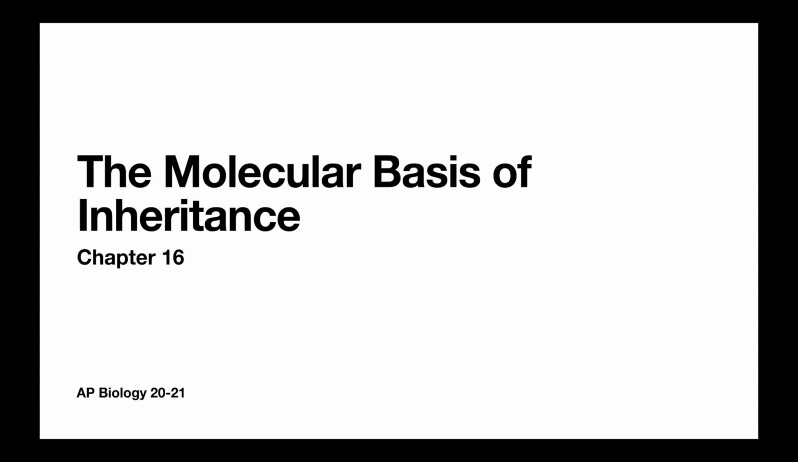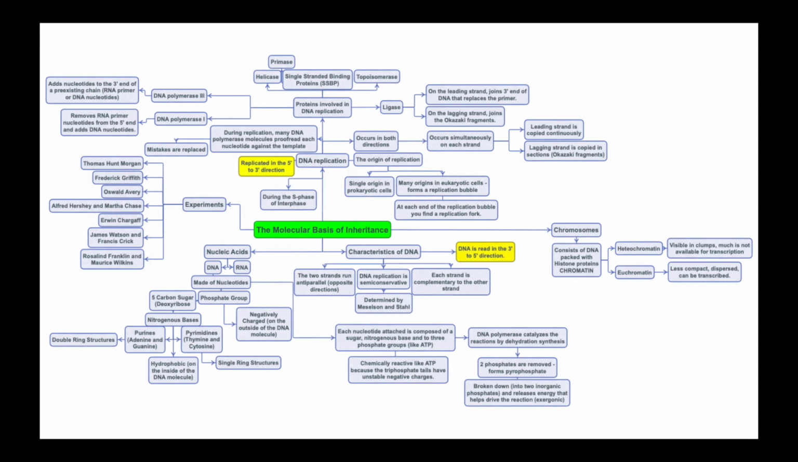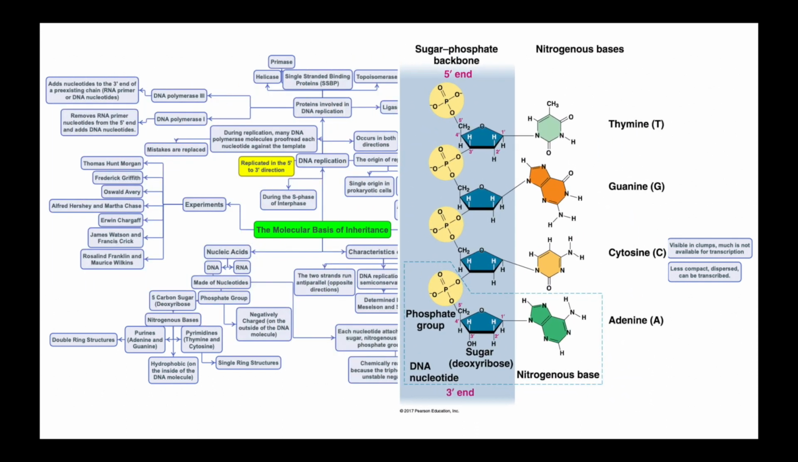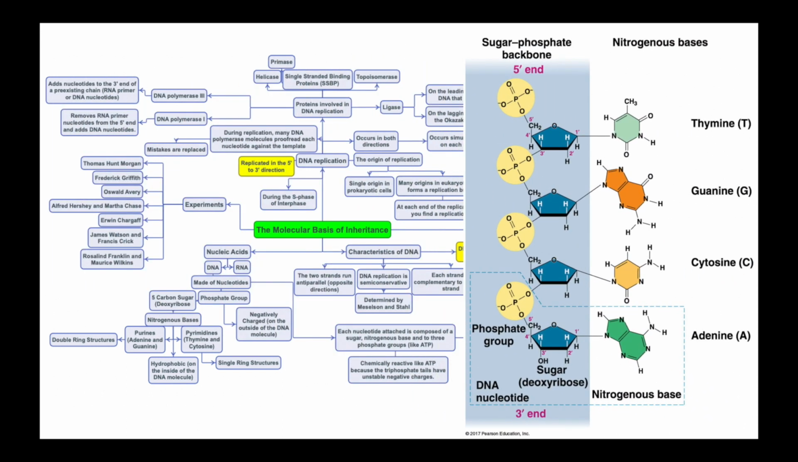Alright, so this is the molecular basis of inheritance lecture on chapter 16. So here you can see the overview for the molecular basis of inheritance. We're going to go ahead and start with our nucleic acids. So nucleic acids, you've got DNA, you've got RNA. They're going to be made of nucleotides. You can see the nucleotide down here in the bottom right.